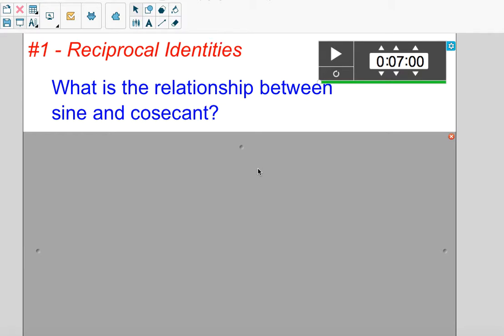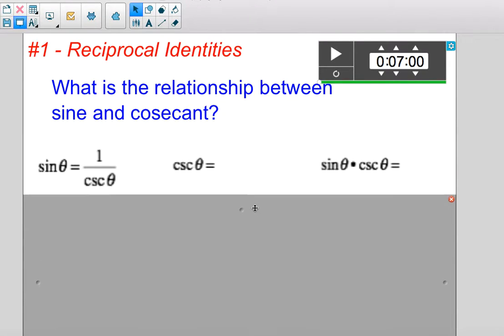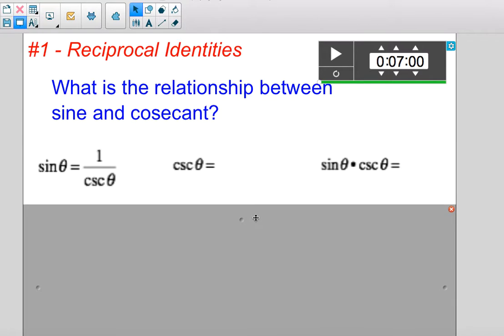Video one is reciprocal identities. Just think in your head now what the relationship is between sine and cosecant. Keep in mind that video number one is called reciprocal identities, so hopefully you can think of it pretty quickly. Basically, sine is 1 over cosecant, right? We already talked about that.